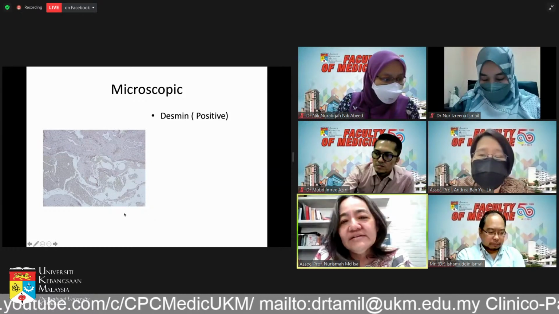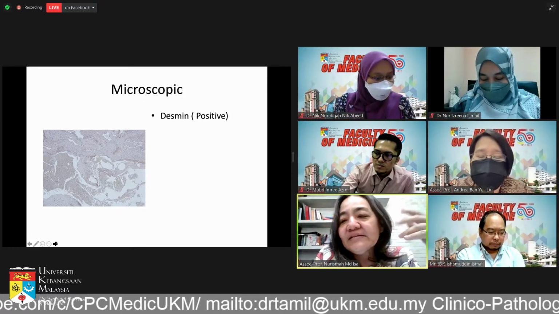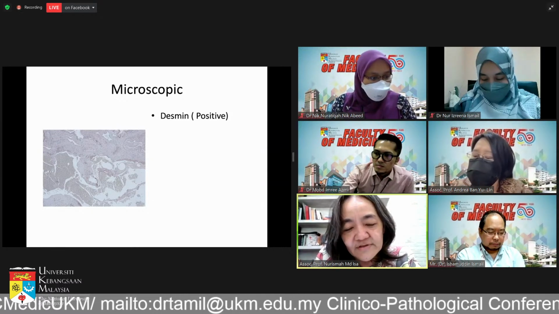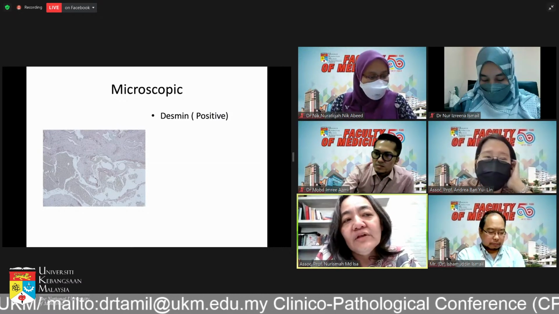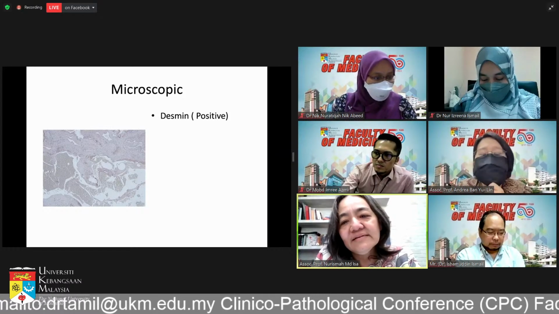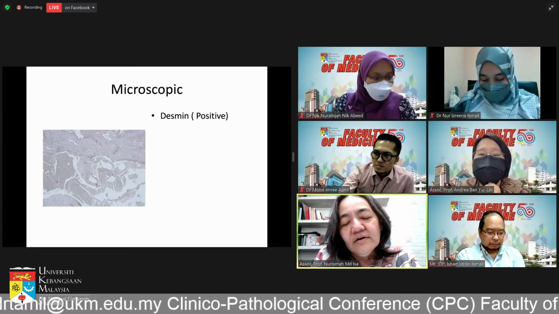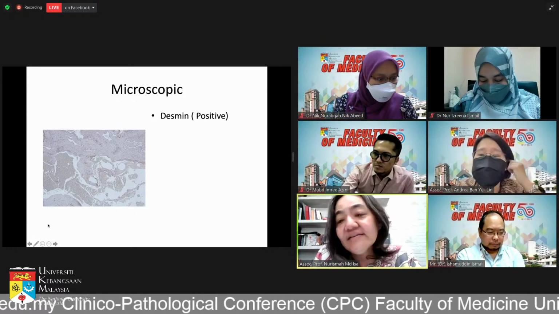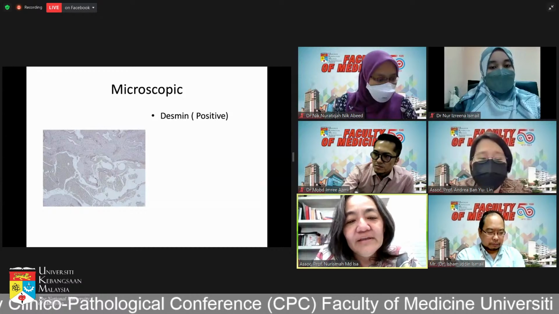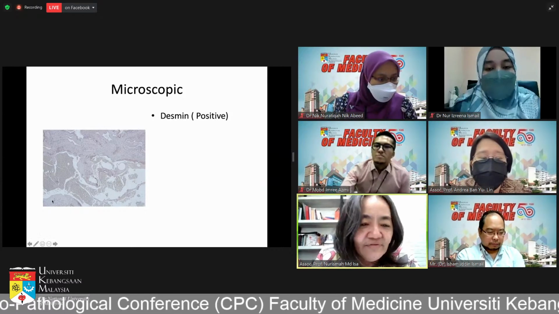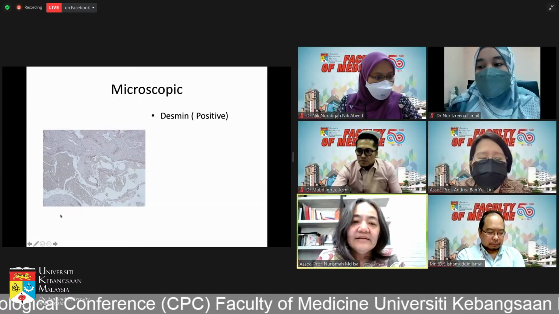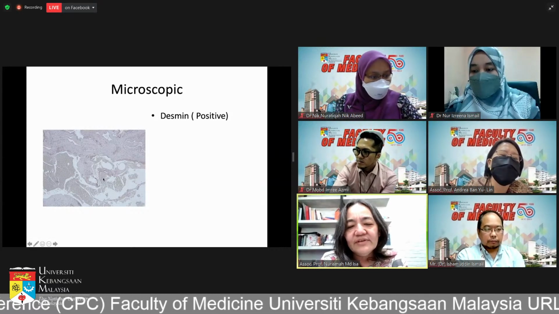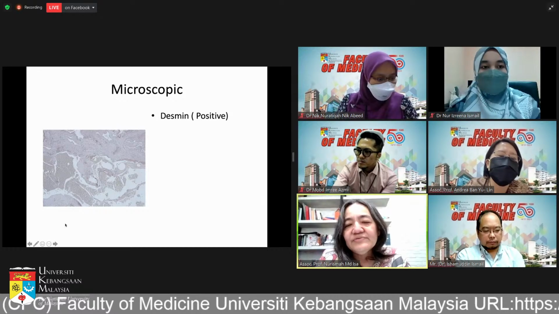Desmin is an immunohistochemical marker that we use to stain muscle, usually skeletal muscle, smooth muscle, or myogenic differentiation. So here the Desmin is weakly positive. The brownish areas are positive. Not so great looking here, but they are positive, I can assure you.